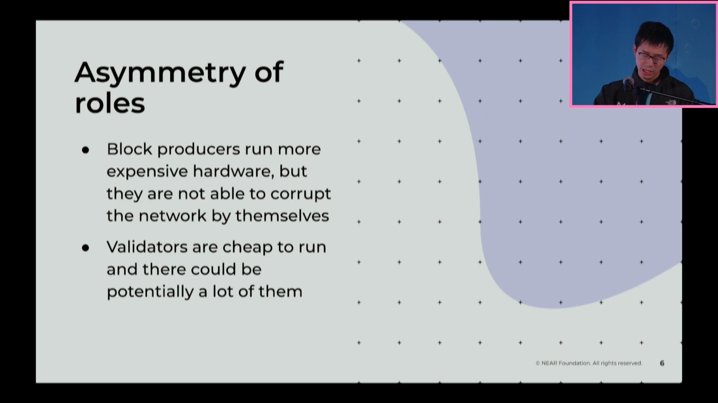For example, they can decide what transactions they want to include, they can decide what transactions not to include. But beyond that, there's no way for them to corrupt the network by themselves, because the validators would validate all the execution and the state witness as well, verifying that they actually belong to the correct state. Also, the execution is verified by running the blocks through the state witness provided by the block producers. On the other hand, validators themselves are pretty cheap to operate, and because of that, there could be a lot of them, and that's definitely beneficial for the decentralization of the network.